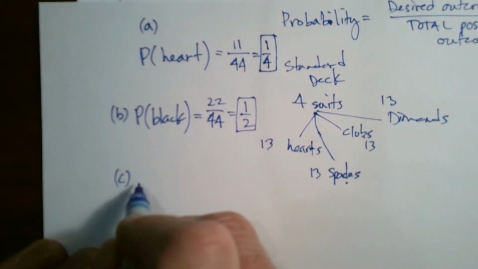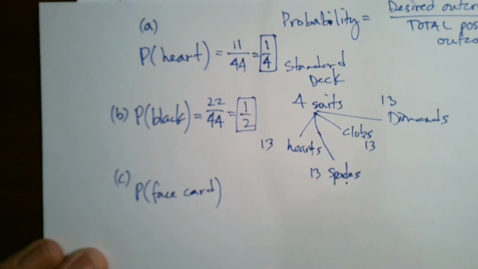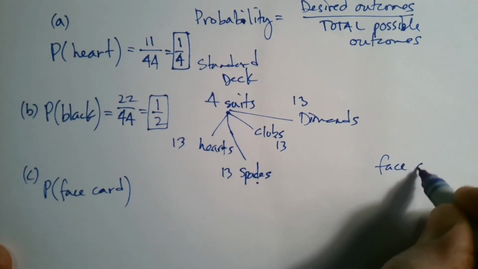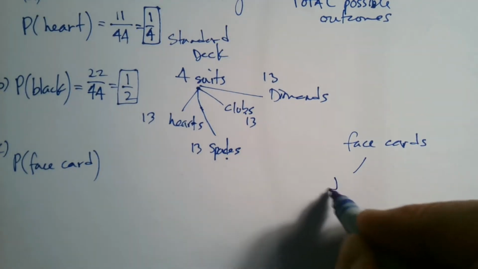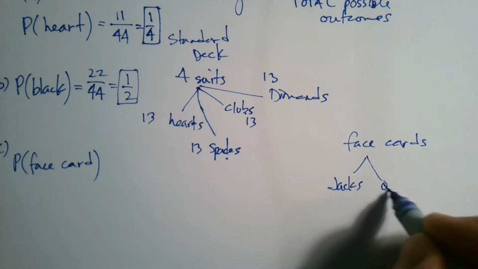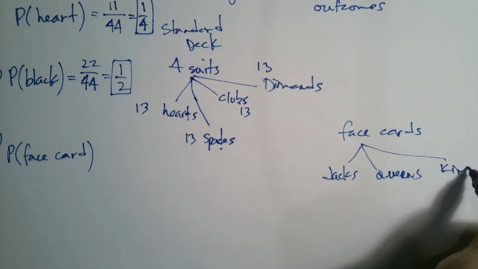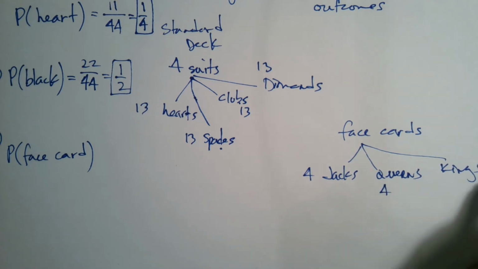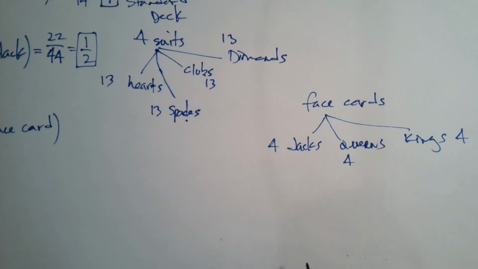Then C wants to know the probability of a face card. Well, what are face cards? Face cards are your jacks, your queens, and your kings. There are 4 of each of them: 4 jacks, 4 queens, and 4 kings. Those are the face cards. Everything else is numbered. Aces aren't considered face cards.